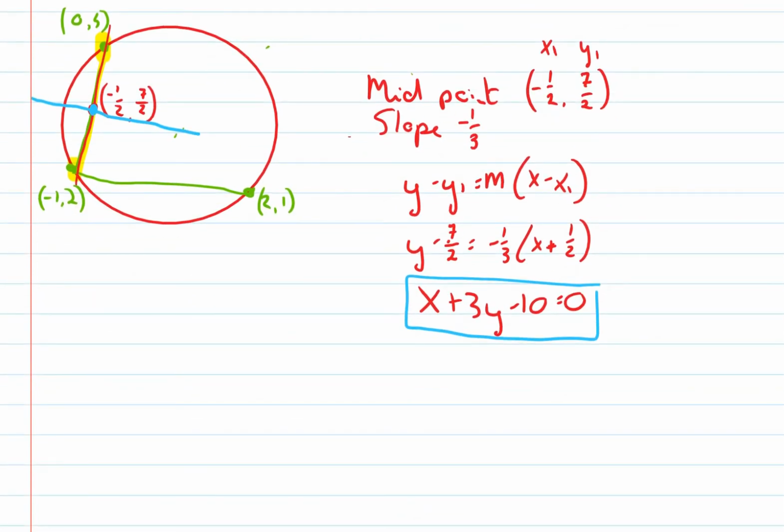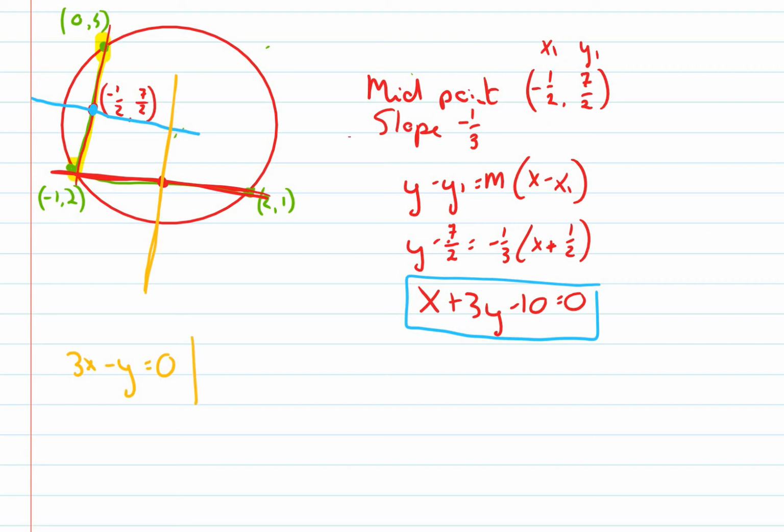You will do the exact same for this. You will get the midpoint. There it is. You will get the slope of that line, and then you will use that information to get the equation of this line, this orange line. After working that out, you will get an equation for the orange line of 3x minus y equals 0.